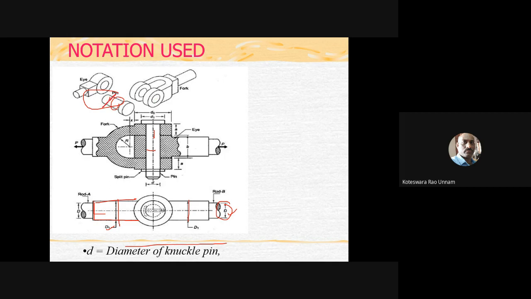Then the diameter of this pin we'll take as small d. Then small do, outside diameter of eye or fork. So now let's see here, this is the fork. If you take a section across this one, this is the section you are going to get. So in this, where is DO? DO is nothing but the outside diameter of eye or fork.